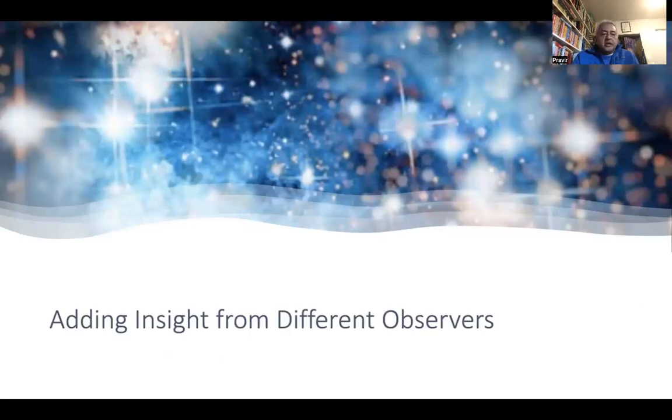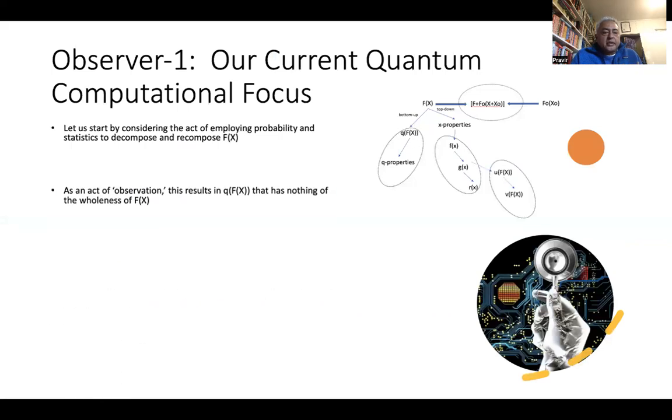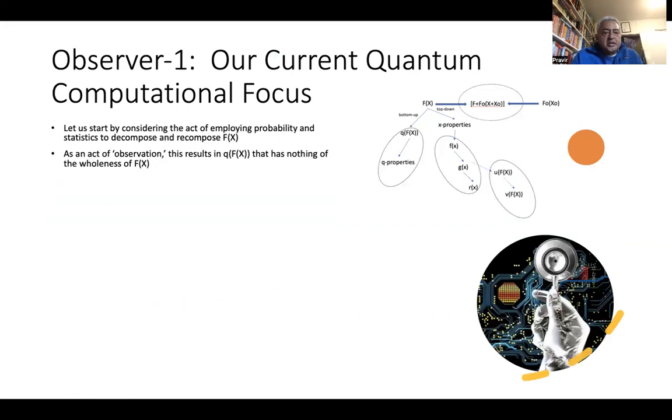So now let's add some insight from different observers in the double-slit world, and that'll help us transition to looking at different architectures that contribute to different parts in a roadmap. So observer one, I'm going to say, is our current quantum computational approach. And as I suggested earlier, this is due to decomposition and recomposition of Fx, employing probability and statistics. So the observer is actually the act of employing probability and statistics. And this results in QFX, that I'm proposing has nothing of the wholeness of Fx. It's something different that we're actually dealing with. And Fx still exists as a whole, but we're not dealing with that anymore.